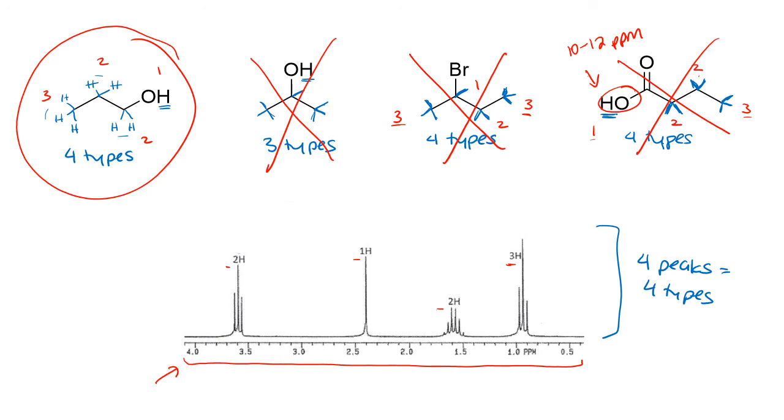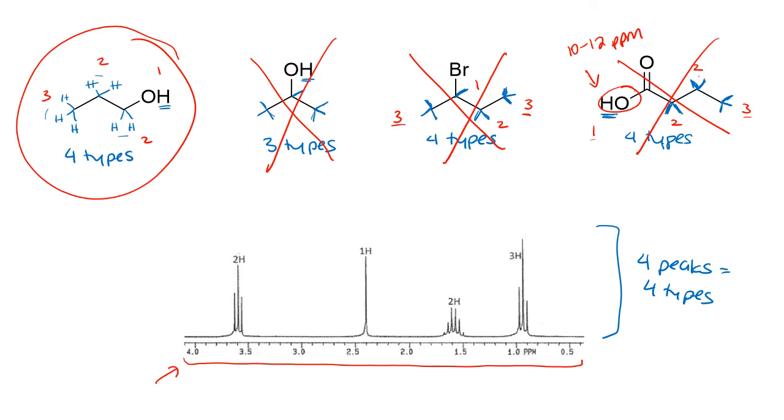Now let's go ahead and verify it. Even though we've done the process of elimination, let's make sure everything matches. I'm going to go ahead and erase all these marks. Okay, so I'm going to label these different types of hydrogens as A, B, C, and D, and I'm going to match them to their appropriate peaks.